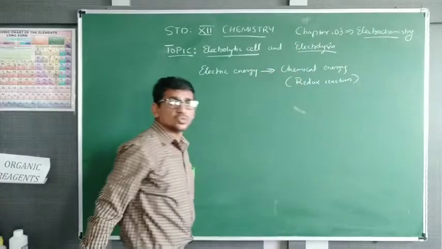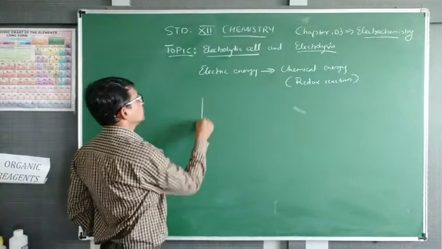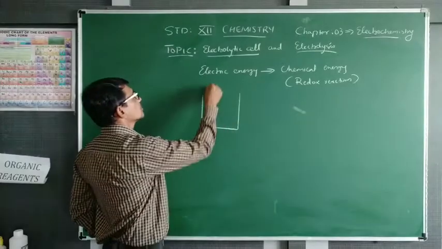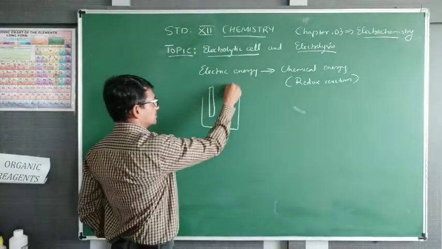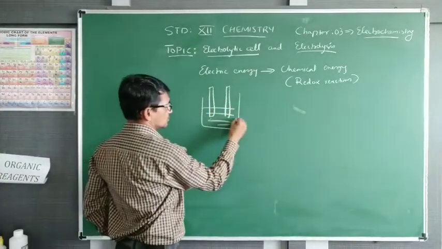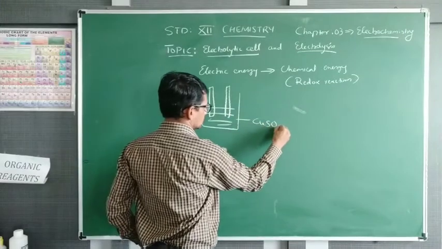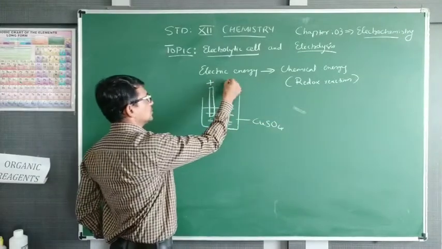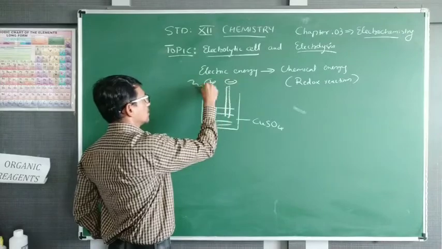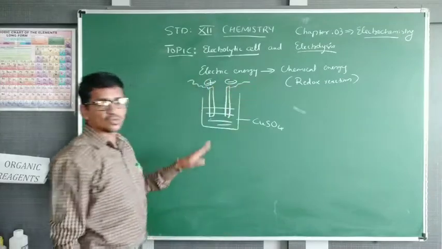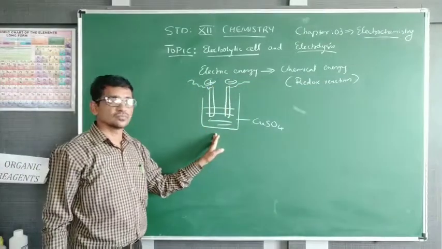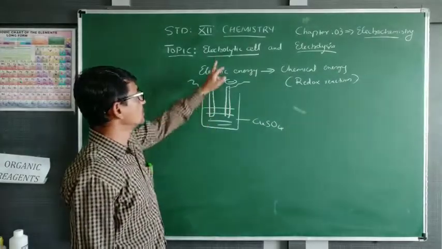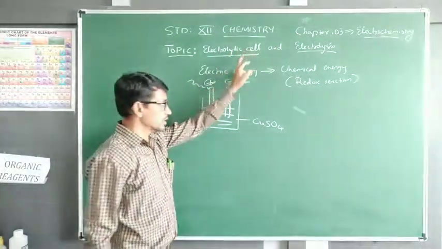This reaction is known as electrolysis. So if you take a particular cell, in that you fill up solution CuSO4 suppose, and you give current, positive and negative, then electrolysis will take place. This electrolysis is nothing but the electrolytic cell.